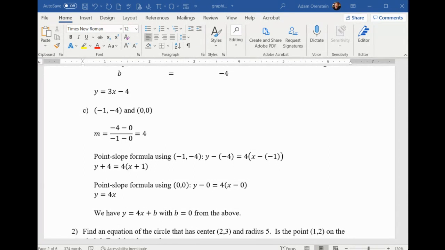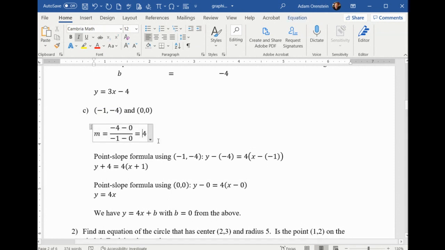So again, we want to get the slope. So change in y, negative 4 minus 0, right? Wait, you know what? I don't know if you can see that here. Negative 4 minus 0. But again, you divide by the corresponding change in x. Negative 1 minus 0. That's what we also do. So what we end up with is negative 4 minus 0 over negative 1 minus 0. And we get 4 as our slope, right? Because we have negative 4 over negative 1.